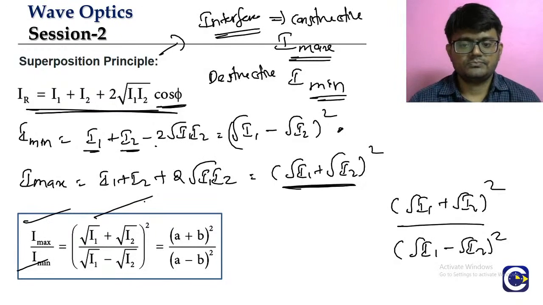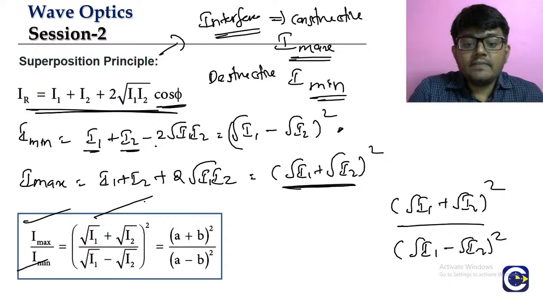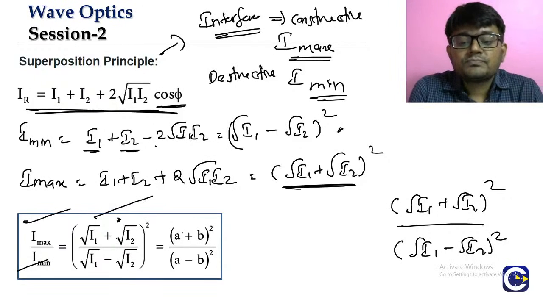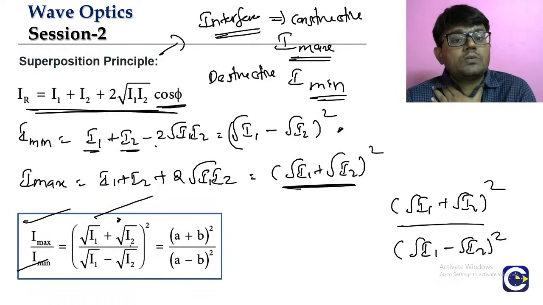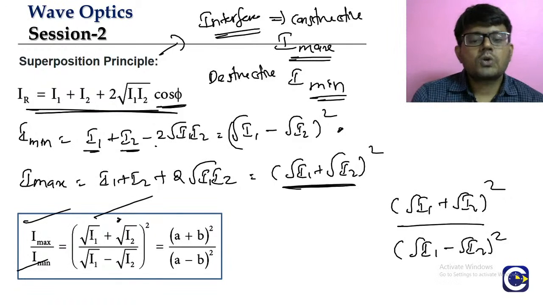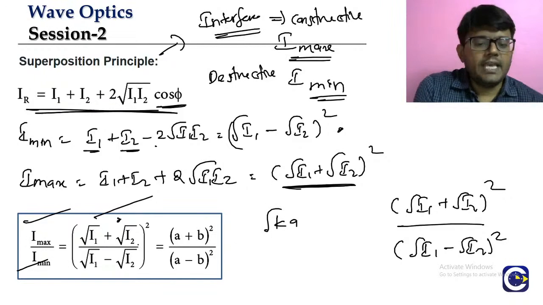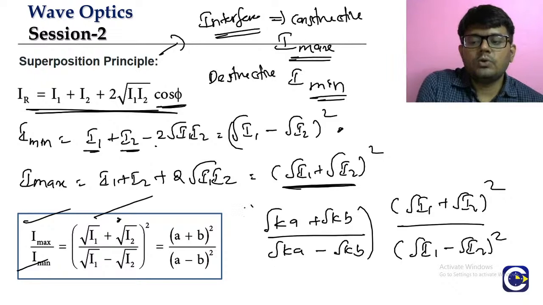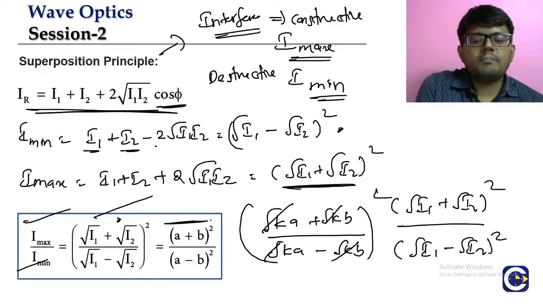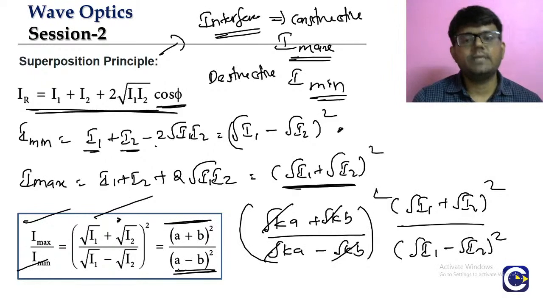Okay. Now this can even be expressed in terms of the amplitudes. How? Root I1 is root k into A, plus root I2 is root k into B, divided by root k into A minus root k into B, the whole square. Cancel root k, what we'll have? A plus B the whole square divided by A minus B the whole square.